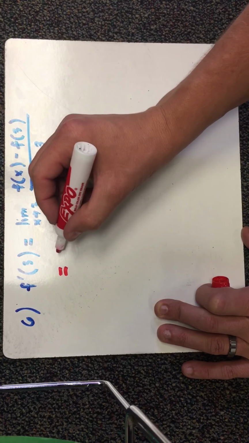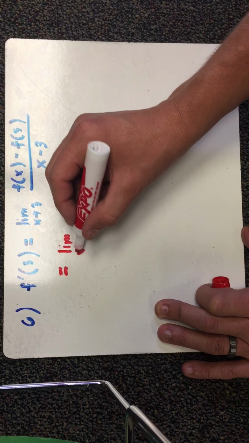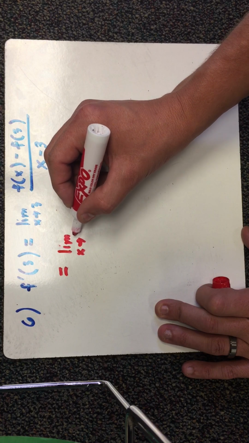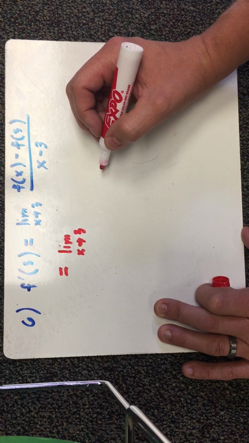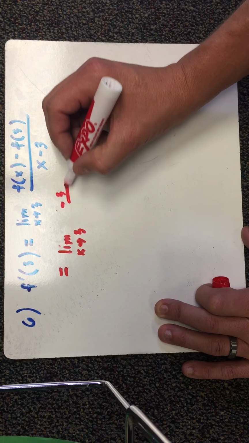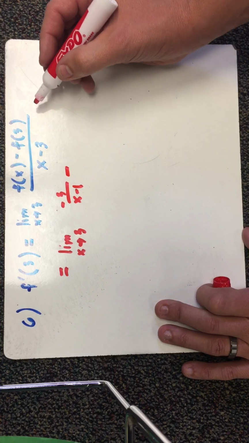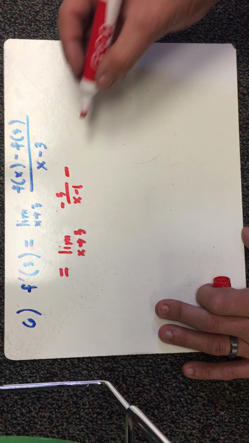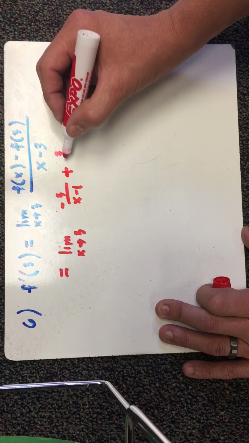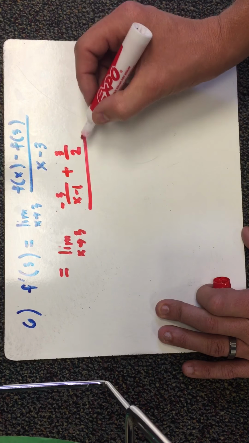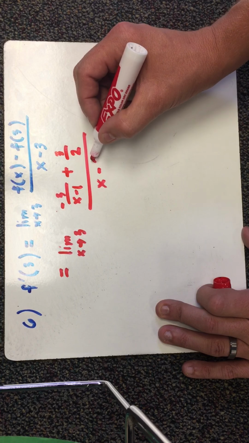We now can plug in the function and what f of 3 actually equals. So the actual function is negative 3 over x minus 1 minus, I plug 3 into the function, I get negative 3 halves, so it's plus 3 halves, all over x minus 3.